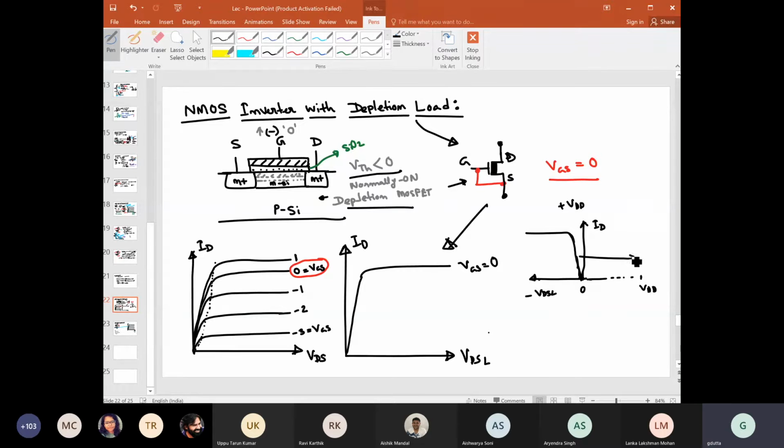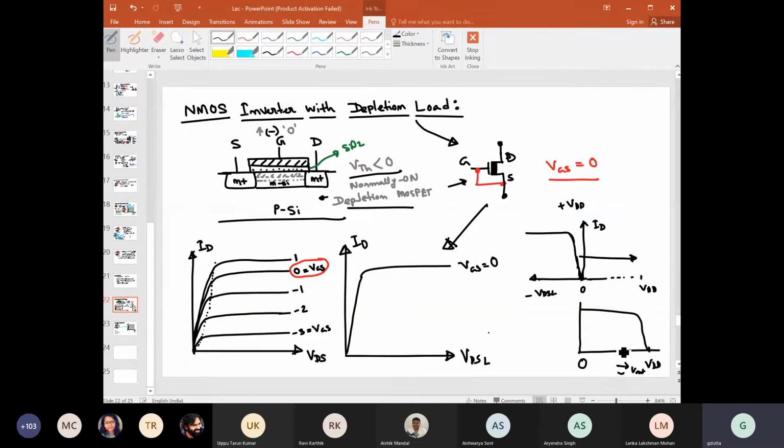The whole characteristic has to be shifted by VDD. So if we do that, this is now VDD, right? Then this entire thing has been shifted to this side by this VDD, isn't it? So this is now 0. Do you understand? Then this axis is also equivalent to the V out axis.